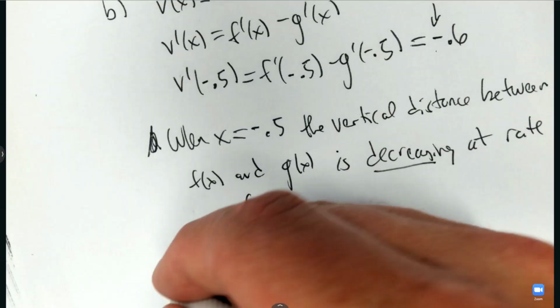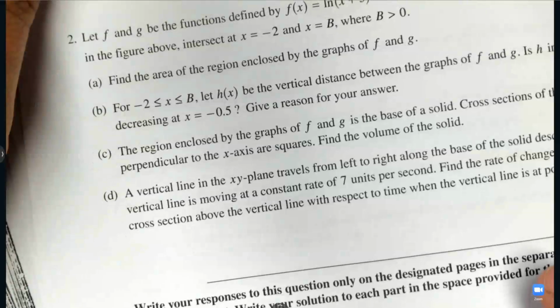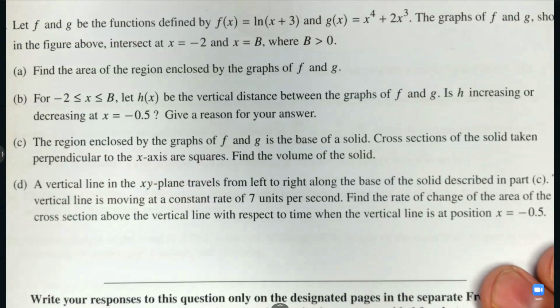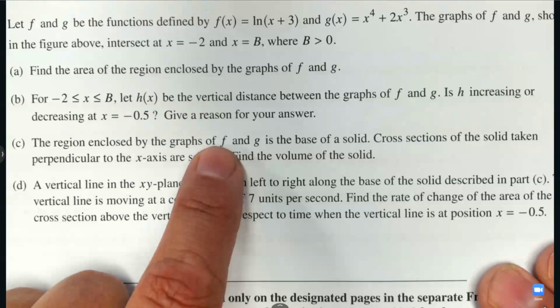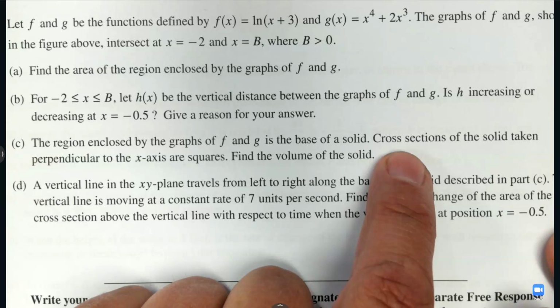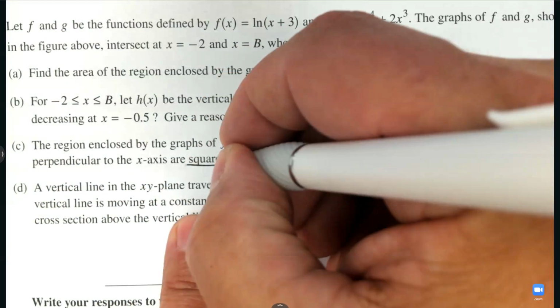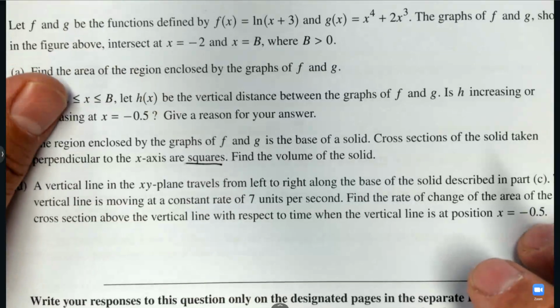All right, part C. The region enclosed by the graph of f and g is the base of a solid. So this is now going to be a volume question. Cross sections of the solid taken perpendicular to the x-axis are squares. Find the volume of the solid.